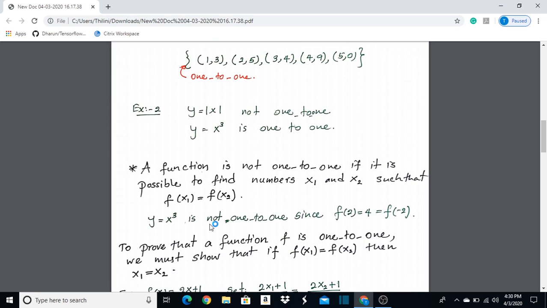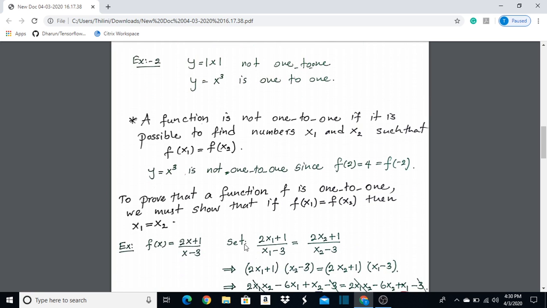whenever you have a function, how do we determine whether it is one-to-one or not explicitly? So here I'm giving you an example. Our goal is to do this. We assume that f of x1, a point from the domain, equals f of x2, some two general points from the domain. We assume that f of x1 equals f of x2, and then if we can show that x1 equals x2, that means this function f is one-to-one.